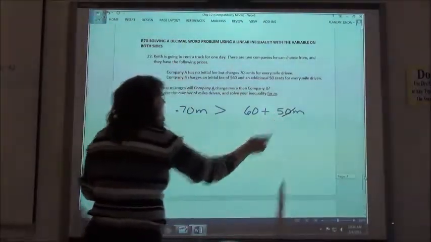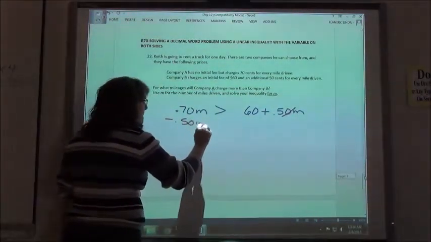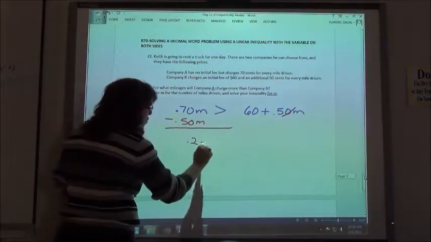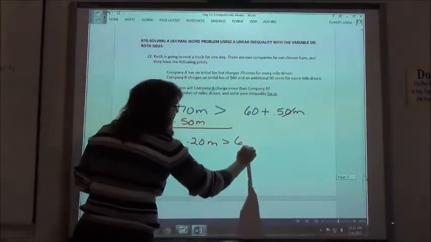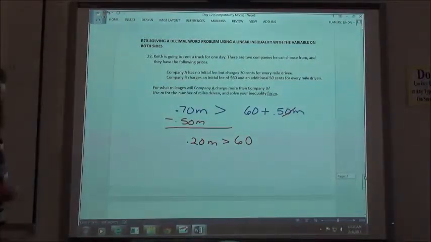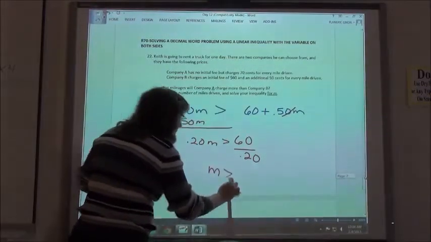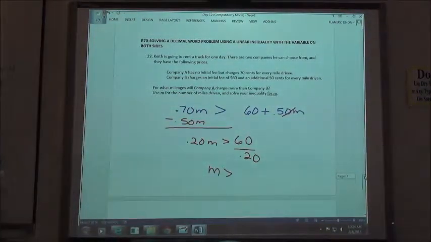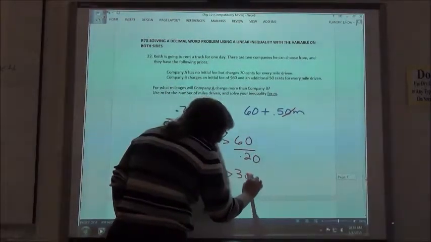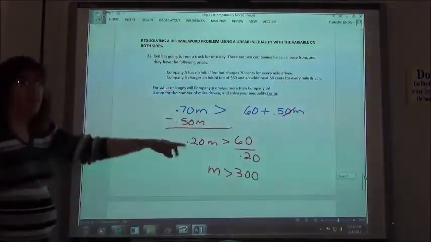In this case, we're going to subtract our 50 cents. So 0.20 M is greater than 60, and then of course we end up dividing. 60 divided by 0.20 gives me, what was that? Still didn't hear what she said. 300. 300. There's a fan right above me. It's hard to hear. So M is greater than 300.